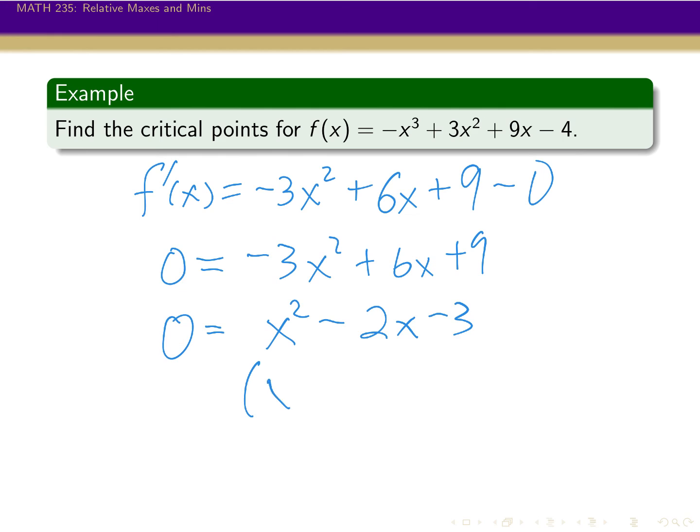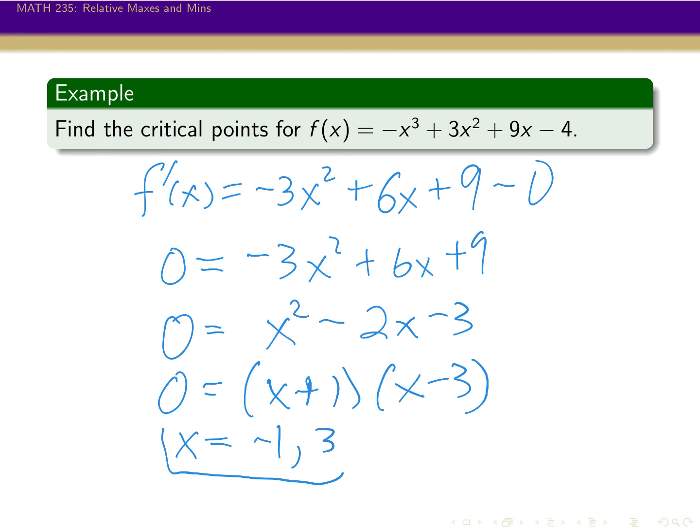I believe this is going to be x minus 1 and x minus 3, or actually x plus 1 and x minus 3. Yeah, 1 times minus 3 gives me minus 3. Minus 3 plus 1 gives me minus 2. Good. And so this means that our x values for our critical points are at minus 1 and 3. So these are the two x values where the critical points lie.